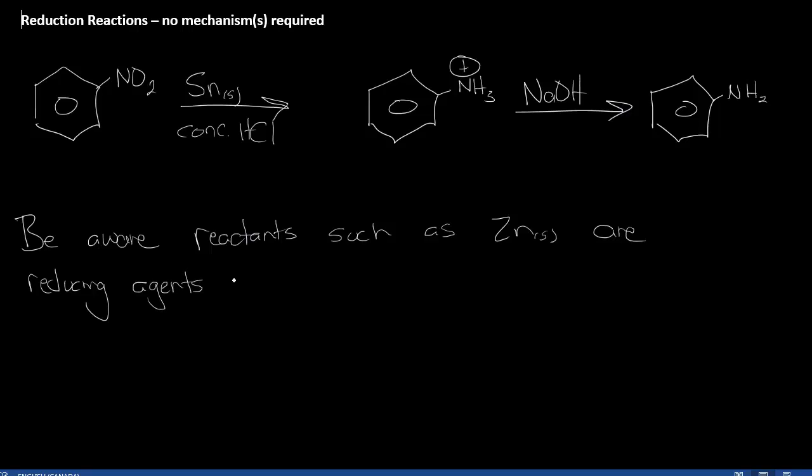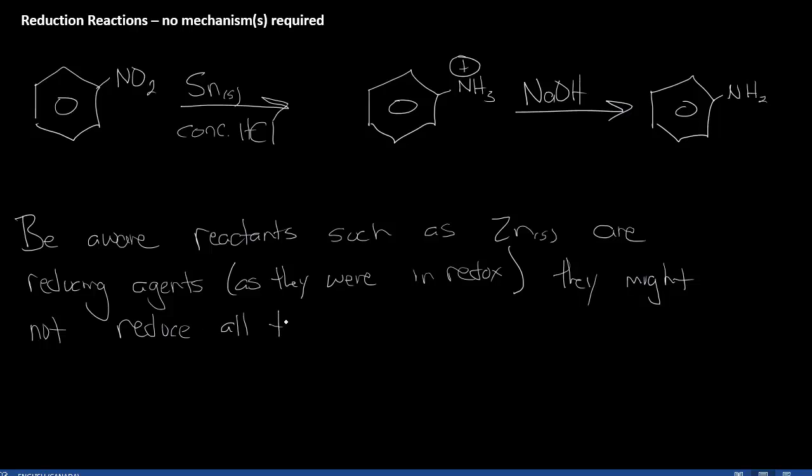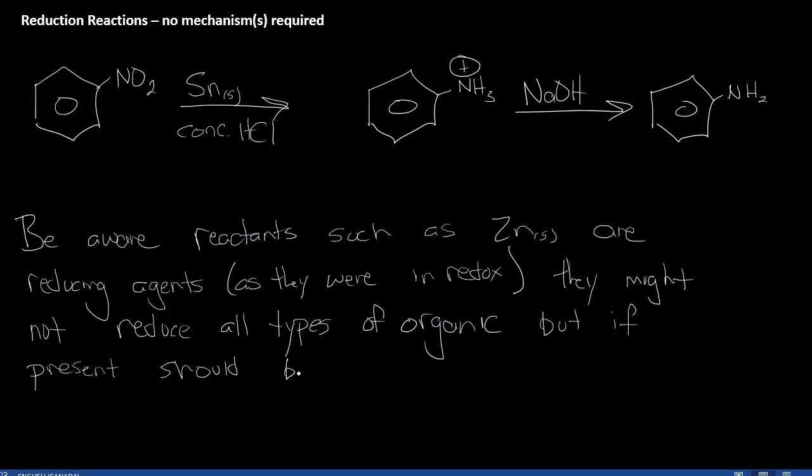Right, so I'm just going to add a note here that reagents such as zinc, for example, are reducing agents. So when we studied redox chemistry, you would have seen a reaction with some oxidized species and zinc, and you would have identified zinc metal as a reducing agent, right? That is still true for organic chemistry. Zinc doesn't have the power to reduce all organic compounds, but if you see it in a reaction, you should recognize that it is a reducing agent and that the reaction should proceed as written.